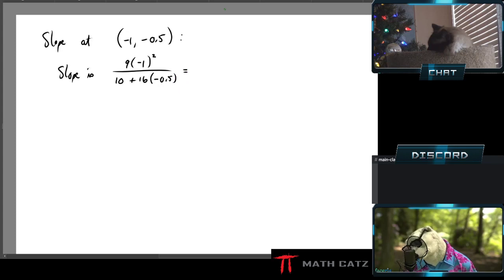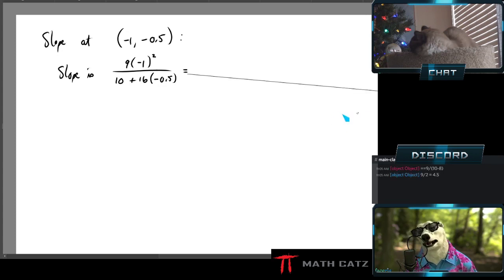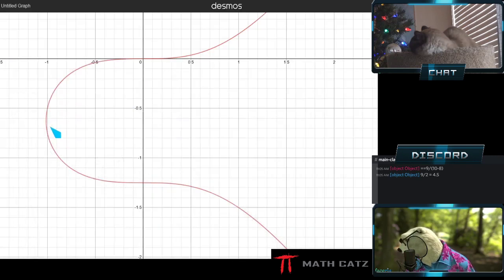That's just 9 divided by... let's do it anyway. I know we can do it in our heads. 10 minus 8, right? Half of 16. 4.5, 4.5. Does that make sense? Look reasonable? Where was it? Over here, right? It's pretty steep. Yeah, I believe that's a 4 slope. And positive. Looks pretty good.